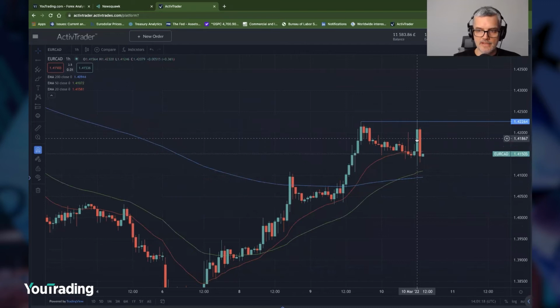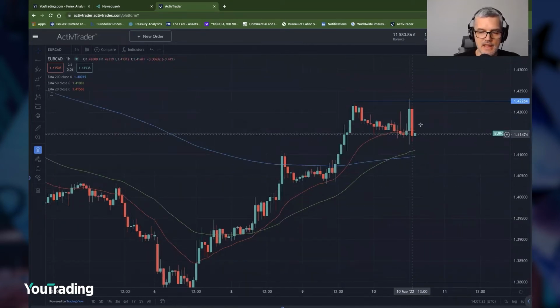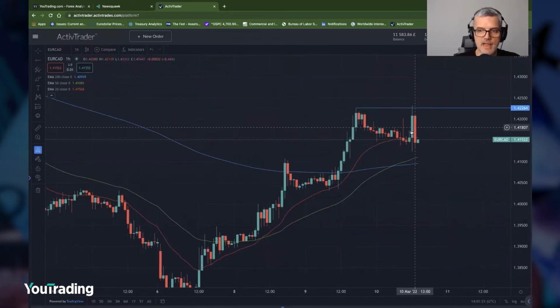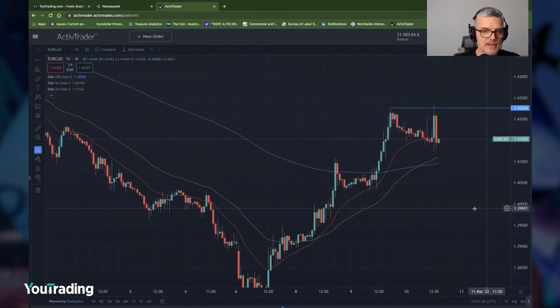So all they did was take out the swing high from yesterday, and then we reversed all of that. So anybody that was long is now trapped. And we've gone past the high of the 11 o'clock candle here. Now it looks like we're going to come back down and test the 200 EMA at least.